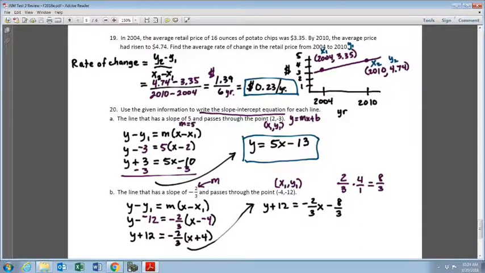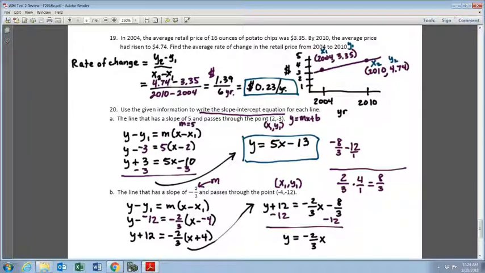Now I need to get rid of that 12 by subtracting 12 on both sides. So we're going to get y on the left, and on the right side, negative 2/3 x, that's not going to change, but I've got negative 8/3 minus 12. So let me show you, I'm going to do the work up above here. So negative 8/3 minus 12, I need a common denominator to subtract these.